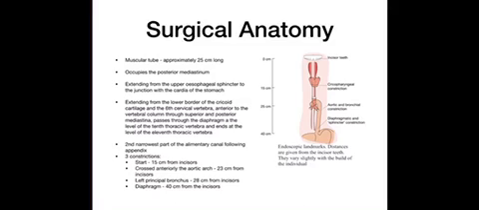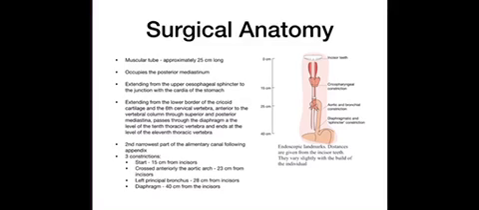Esophagus is a muscular tube approximately measuring about 25 centimeters in length in the adult. It occupies the posterior mediastinum. It extends from the upper esophageal sphincter to the junction with the cardia of the stomach. It extends from the lower border of the cricoid cartilage and the sixth vertical vertebra and passes anterior to the vertebral column through the superior and posterior mediastina, passes through the diaphragm at the level of the 10th thoracic vertebra and ends at the level of the 11th thoracic vertebra.